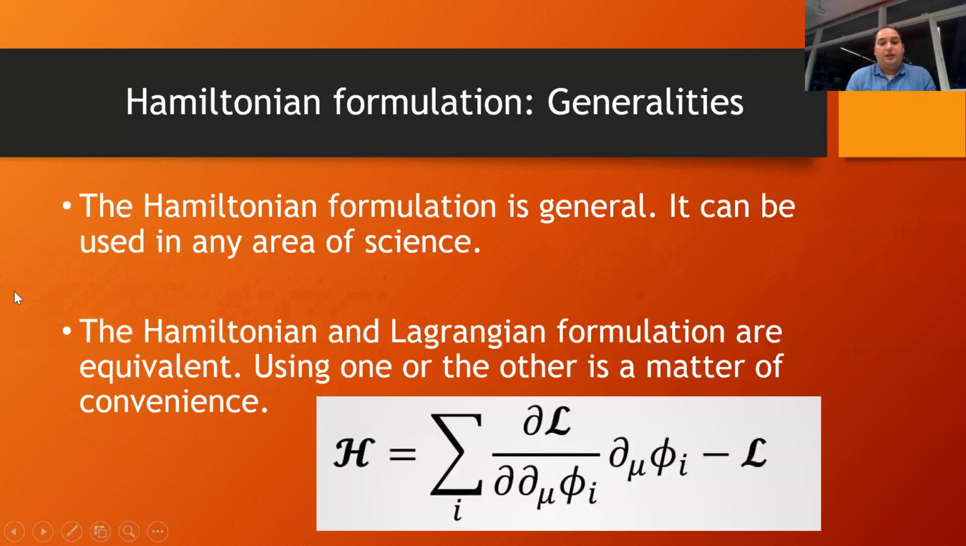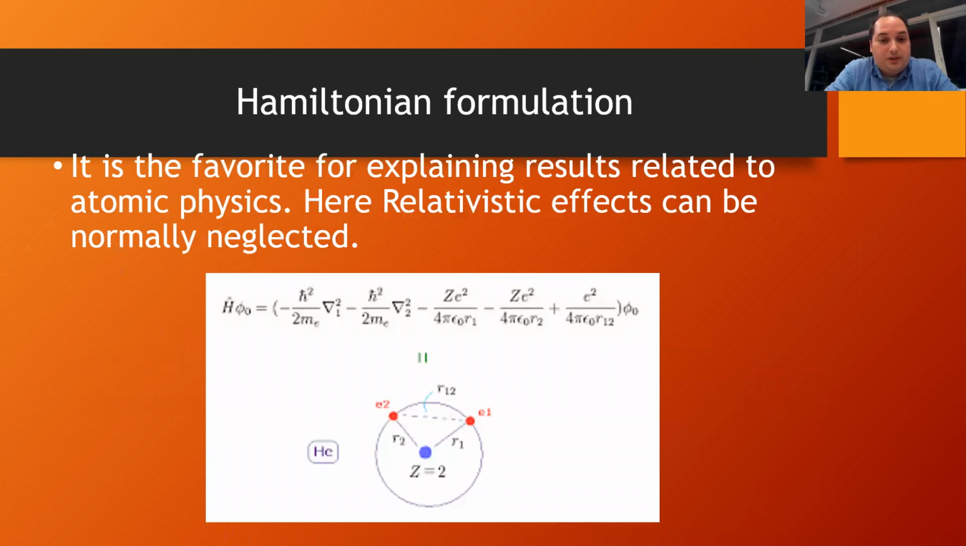First of all, one of the most popular formulations in physics, and not only in physics, in all the areas of science, because it's very general, is the Hamiltonian formulation. The Hamiltonian formulation is equivalent to the Lagrangian formulation, as I will explain in a moment. The difference is the type of problems you are confronting. For example, the Hamiltonian formulation, I will explain here, is the favorite to be used in problems involving atomic physics. Why? Because in atomic physics, or in physics where there are no relativistic effects, where you are not taking into account that the particles move at speeds near the speed of light, the Hamiltonian formulation is good enough.